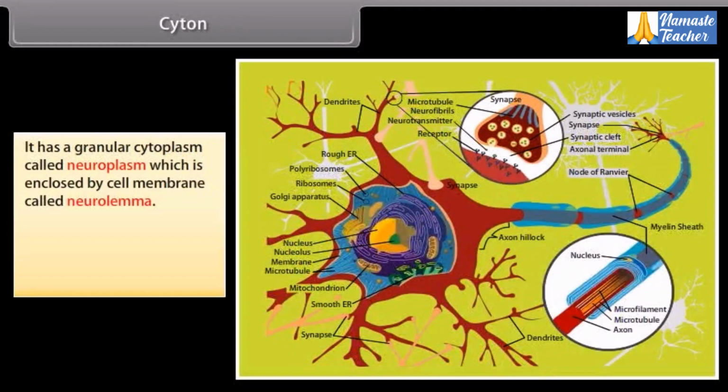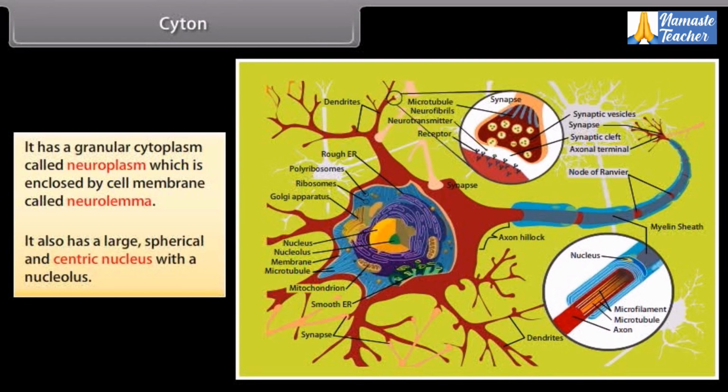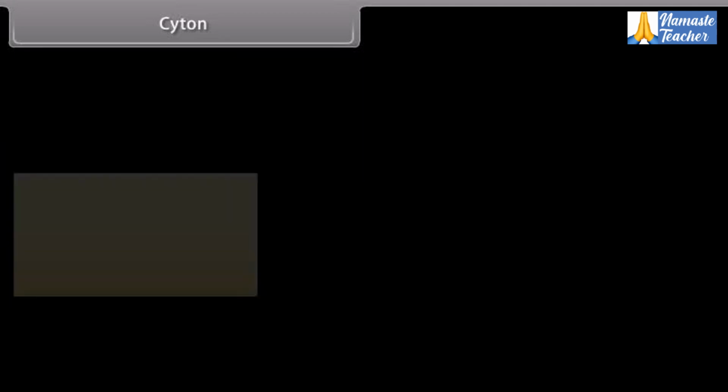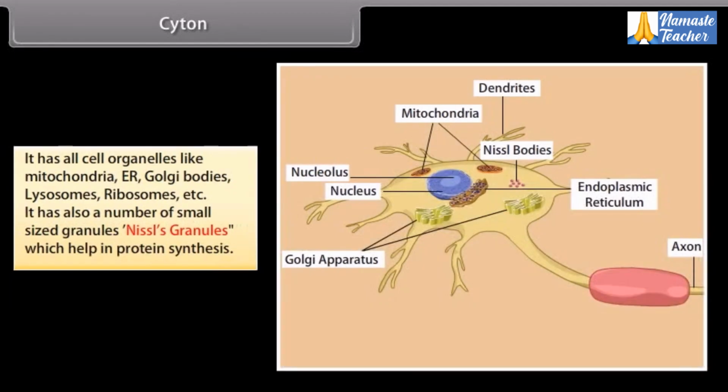It has a granular cytoplasm called neuroplasm, which is enclosed by cell membrane called neurolemma. It also has a large spherical and centric nucleus with a nucleolus. It has all cell organelles like mitochondria, Golgi bodies, lysosomes, ribosomes, etc. It has also a number of small-sized granules, Nissl's granules, which help in protein synthesis.